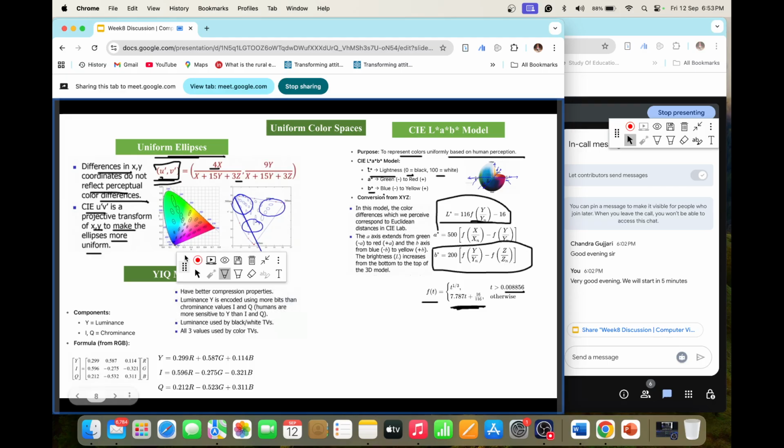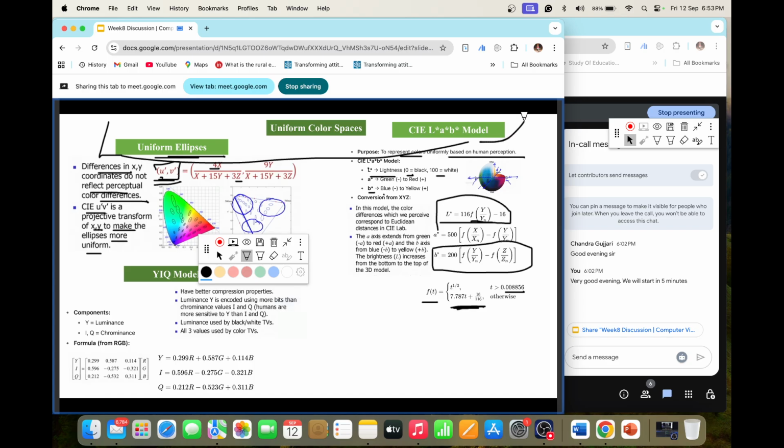Next model, these two models are nothing but uniform color spaces of our CIE XYZ model. One is this CIE LAB and another one is this uniform ellipses CIE U-V model.